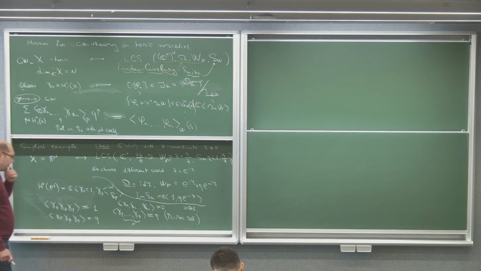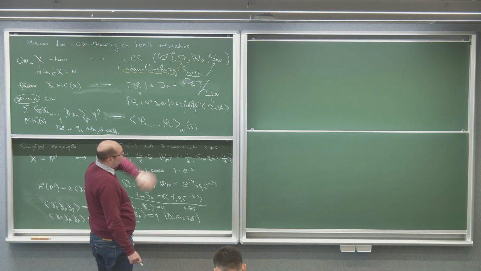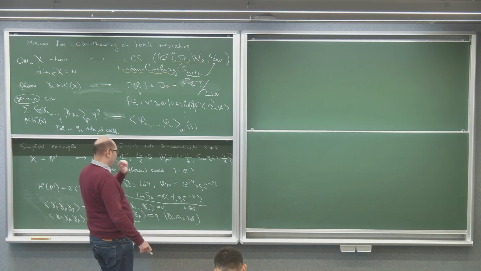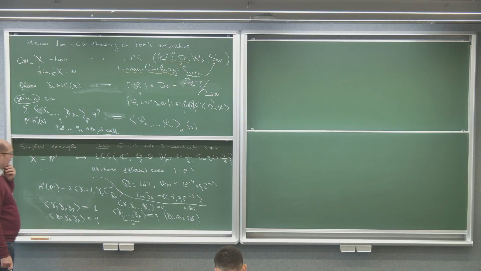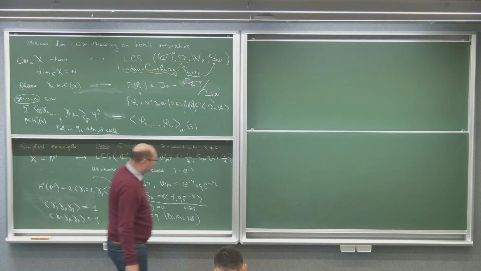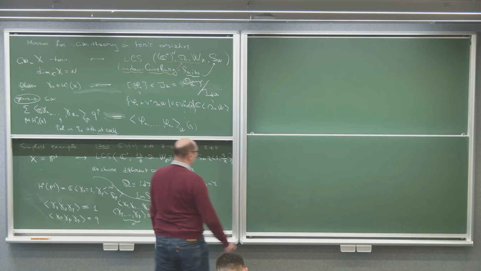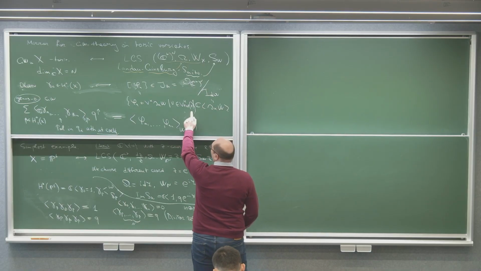Then we will discuss some other aspects of the one-dimensional version of Landau-Ginzburg theory, and only after that we will go to the higher dimensional version and discuss some additional problems and features of higher dimensional Landau-Ginzburg. Okay, so let's start with the second line.